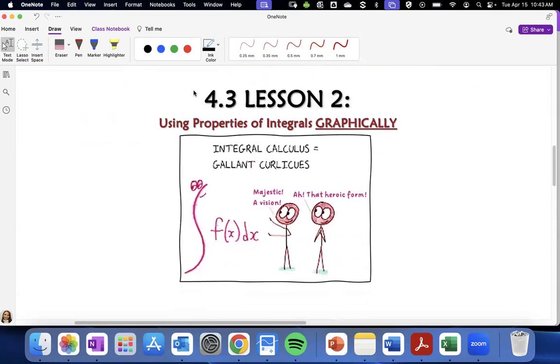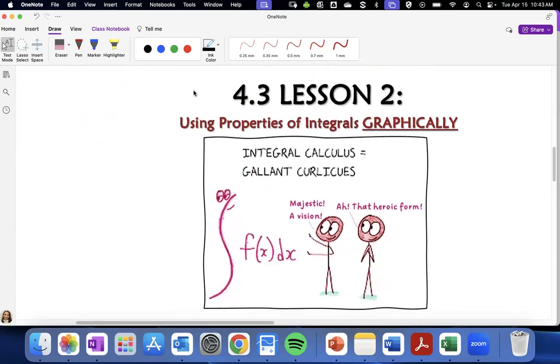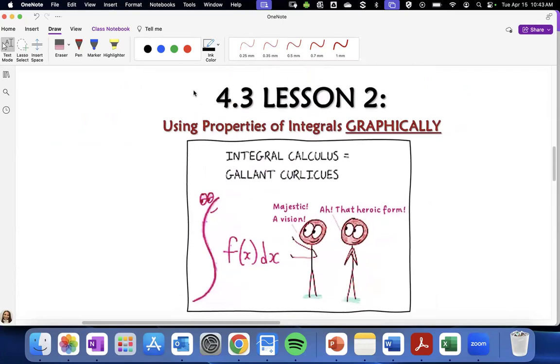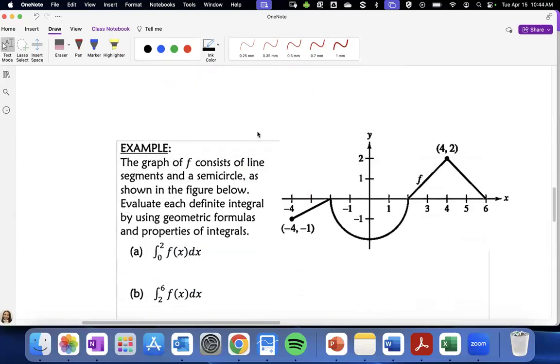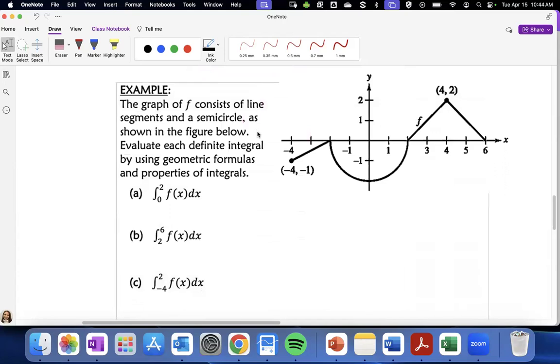Okay, so today we are going to use the same properties we learned about yesterday, but we're going to evaluate them graphically. Okay, turn to lesson 2 in your note packet. Lesson 2.